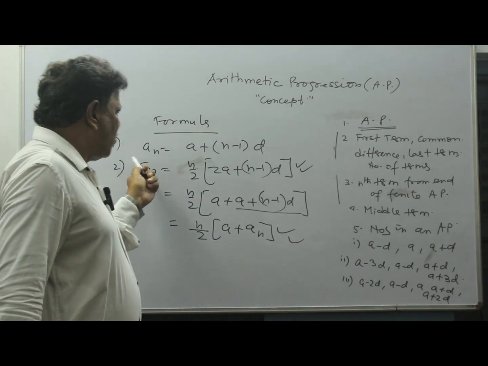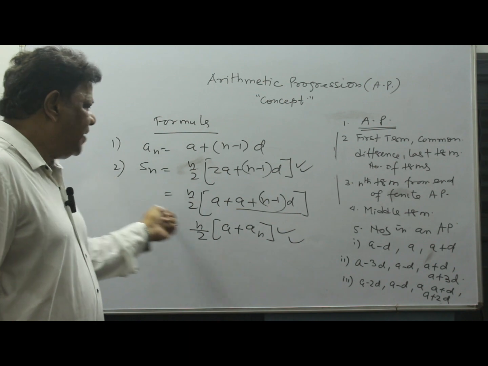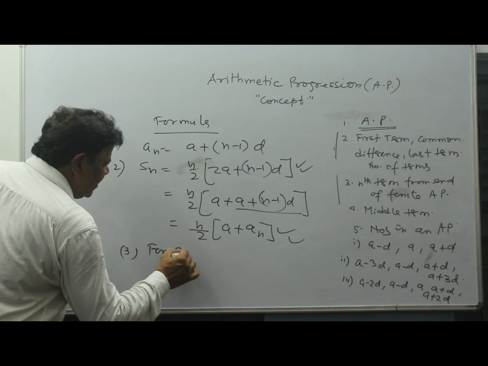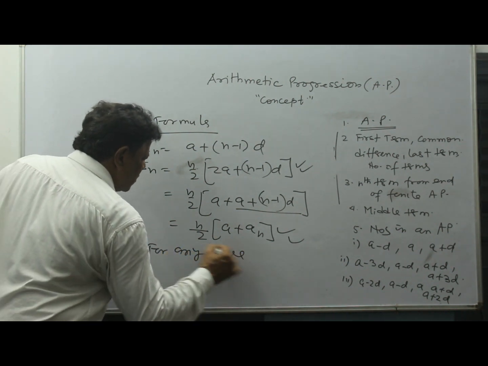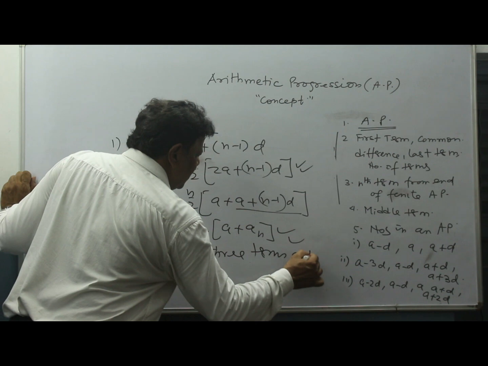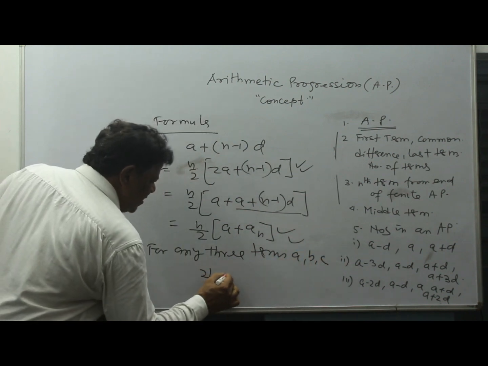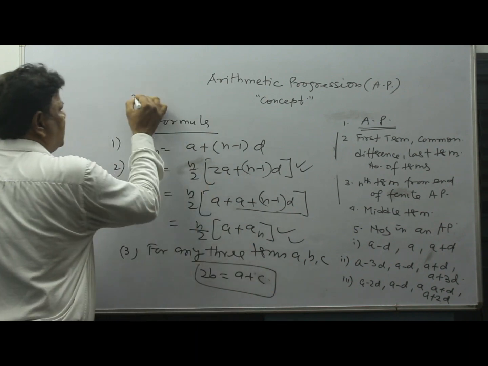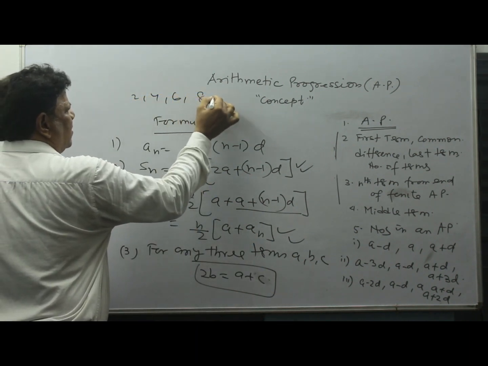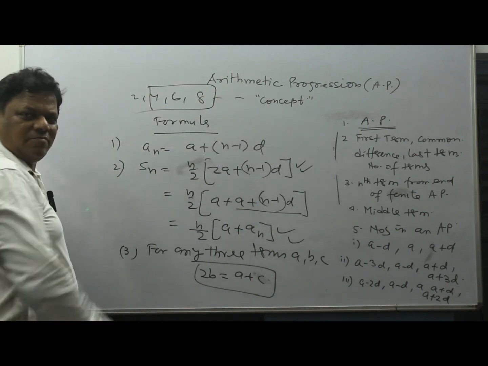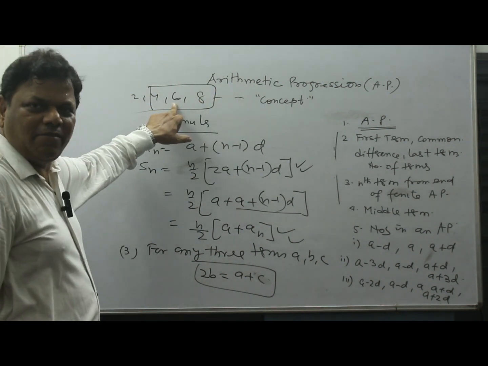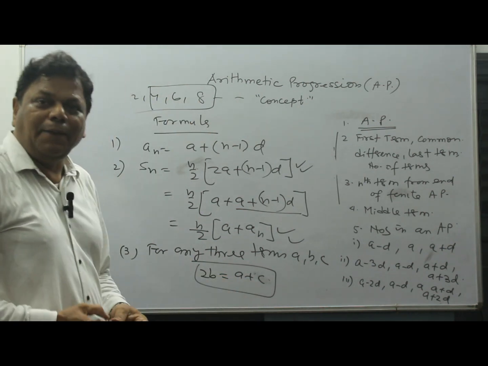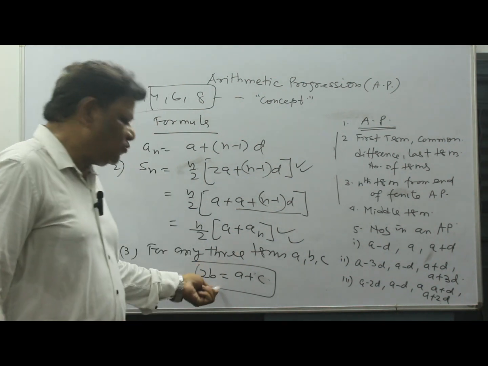So the first formula is how to find an, the second is how to find Sn. Clear, children? The third we have to use for any 3 terms A, B, C. What is the condition? Twice B equals A plus C. How does it come? Let the terms be 2, 4, 6, 8 and so on. If I take these 3, twice the middle is 8, and 2 plus 6 is 8. So 2B equals A plus C. If it is an AP series, you have to use this.